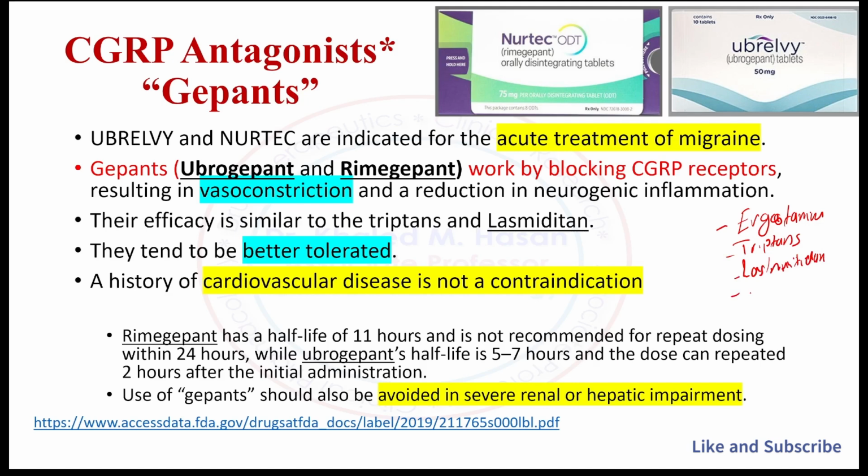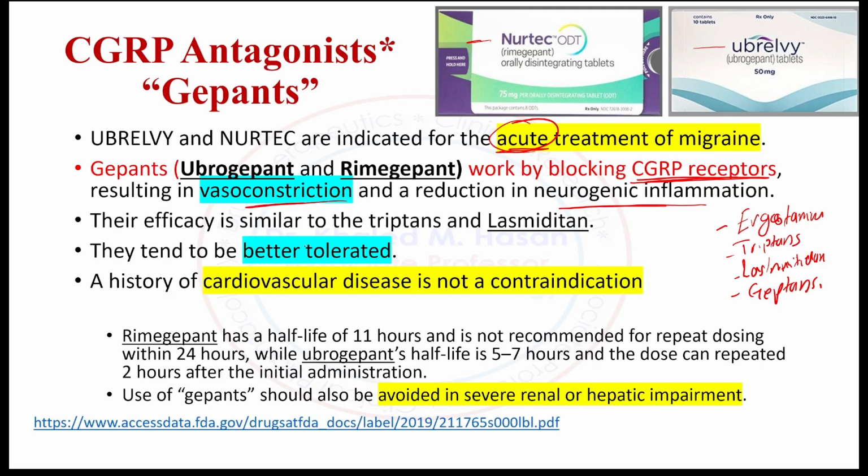Number 3. Number 4, we have gepants. All these medications are used for acute treatment, as you can see here. Ubrelvy and Nurtec ODT, the brand names, are indicated for acute treatment of migraine. Gepants, we have ubrogepant and rimegepant, work by blocking the CGRP receptor. Block the CGRP receptor, and the result will be vasoconstriction and reduced neurogenic inflammation.